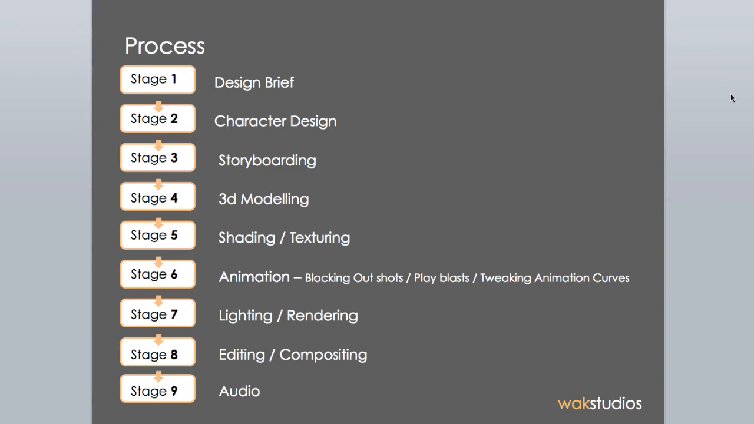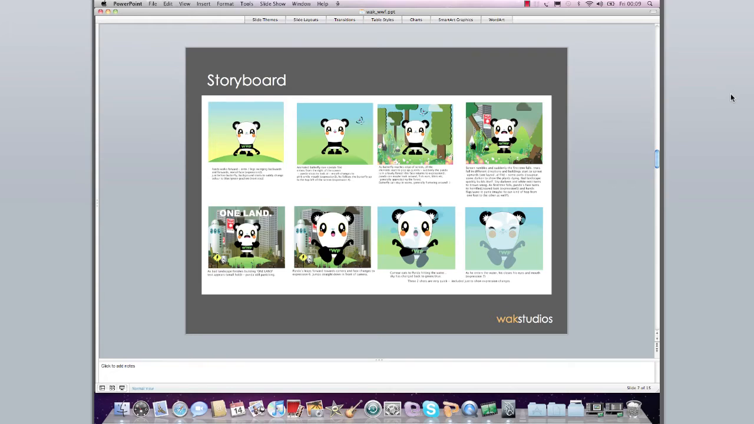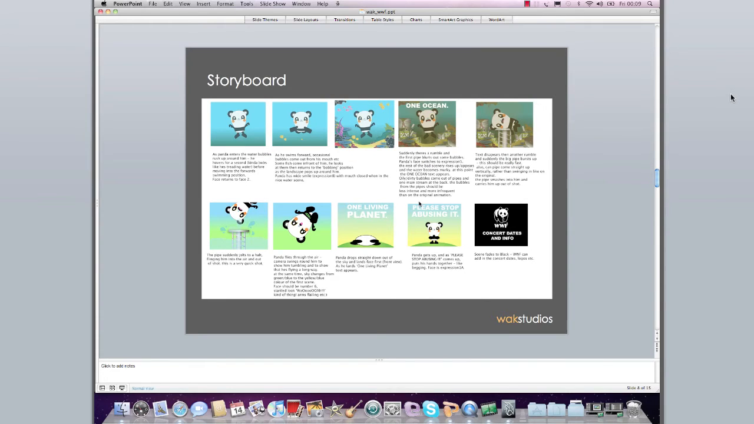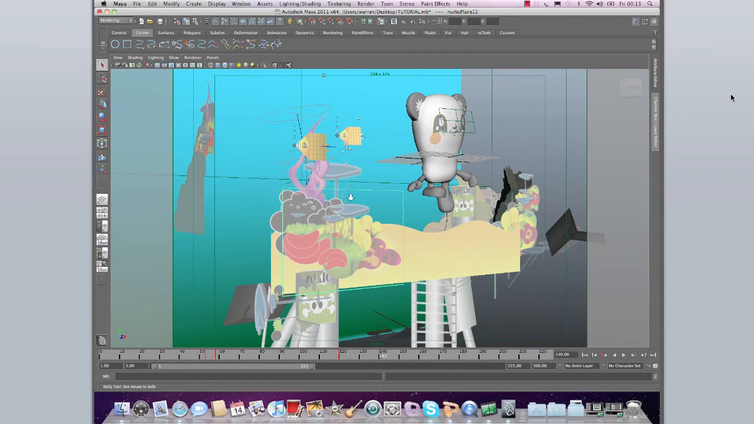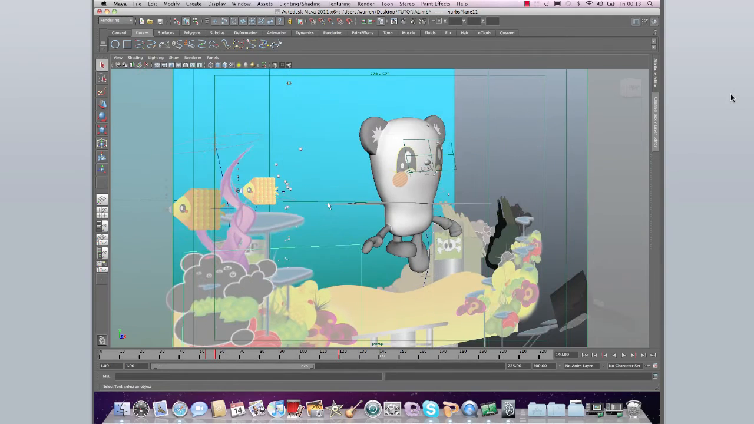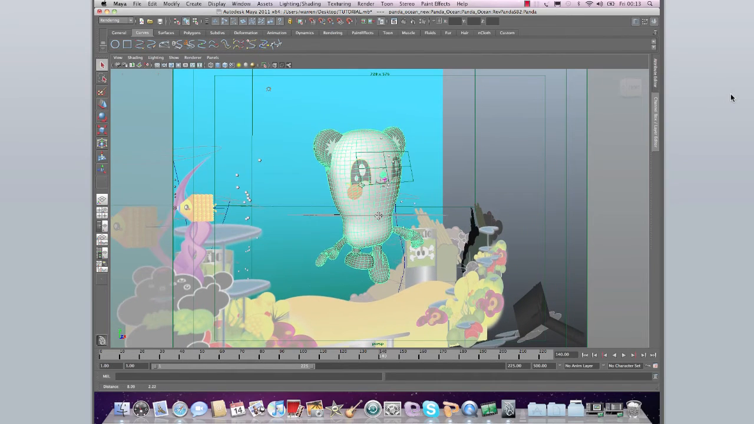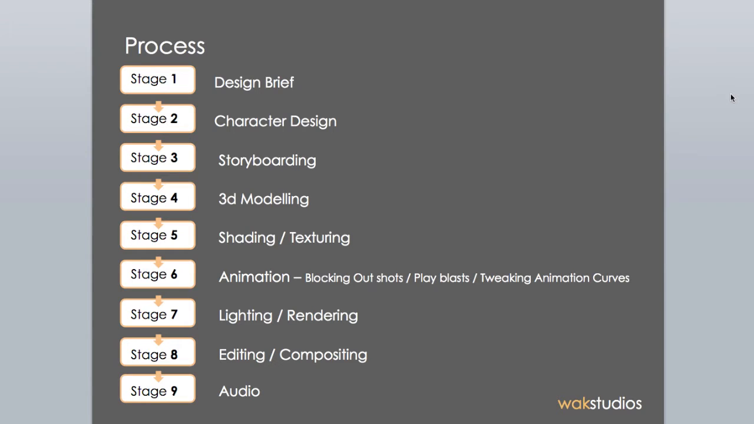Stage 3 was the storyboarding, so we were looking at the timings, how the character or the advert would work, the camera angles, etc. So that was very valuable to do at the initial stage. And stage 4 was the 3D modelling, so we took into account the NURBS planes, which were quite simple to render, and the polygonal modelling for the character, which allowed us to then UV texture it.